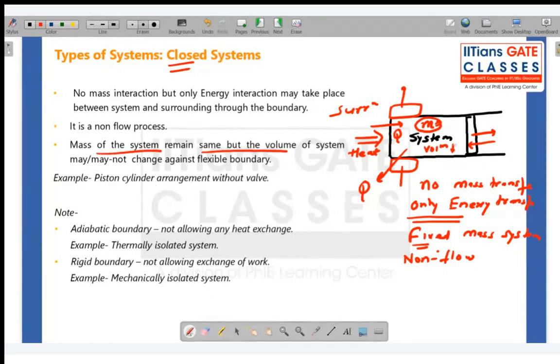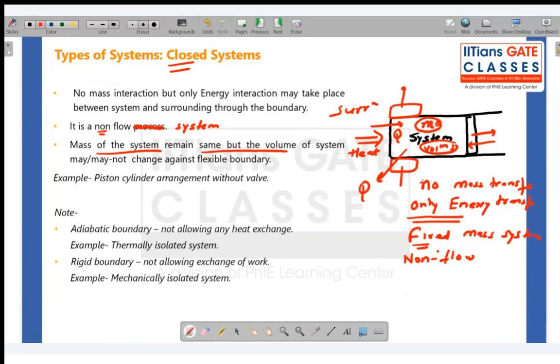Mass of the system remains the same, but the volume is changing because heat is being transferred. Non-flow. Flow basically, if mass is flowing, then you can say flow process. Don't go about process here. Let's say system as of now. When we understand process, then we will go to process. It is a non-flow system, and we are saying non-flow in terms of mass, because mass is not flowing. If mass were flowing, it would be a flow system. Okay, so same thing I have told you.